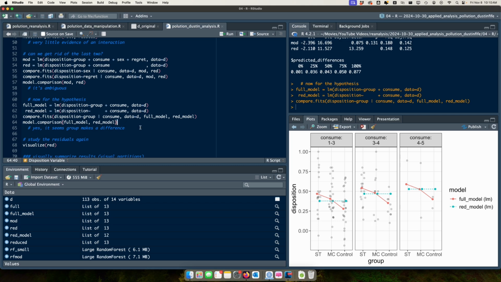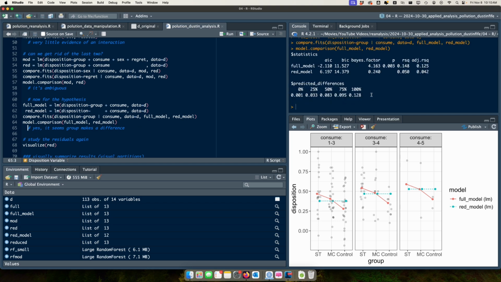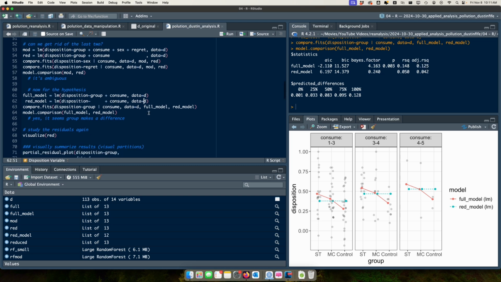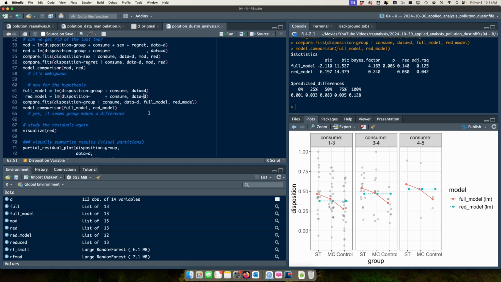So if we do a model comparison, AIC favors the full model, BIC favors the full model, Bayes factor favors it 4-1, p-value favors it. We are adding about 9% R-squared, and then the adjusted R-squared is massively bigger in the full model. So yeah, it seems like group makes a difference.